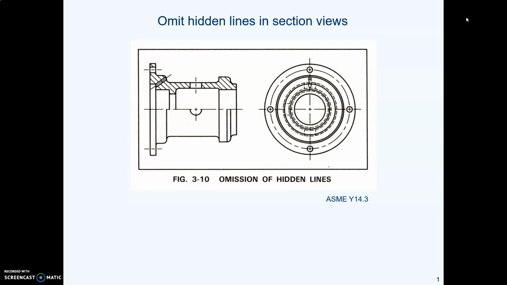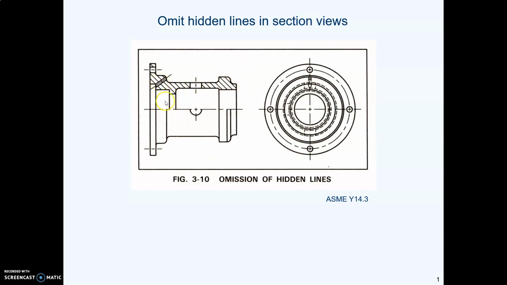Now we'll look at the rules that ASME gives us about drawing sections. First of all, do not show hidden lines in section views. Now, this example that they're showing us here is a style called a half section, which we'll look at next time. It's a style where one half shows the visible outside and the other half shows the sectioned inside.